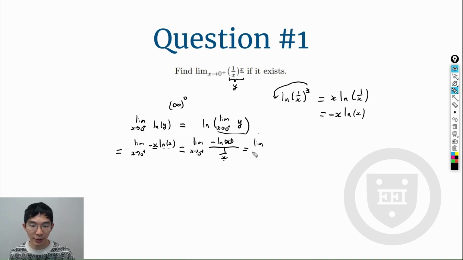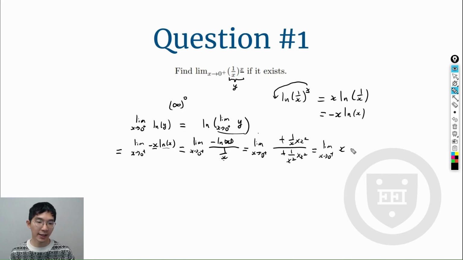So what do we do? We take the derivative of both the numerator and denominator. The derivative of negative ln of x is negative 1 over x, and the derivative of 1 over x becomes negative 1 over x squared. So we get the limit as x approaches 0 from the right, and we multiply both sides by x squared, and what do we get? The minus becomes plus. We get x, and as x approaches 0 from the right, x is equal to 0.